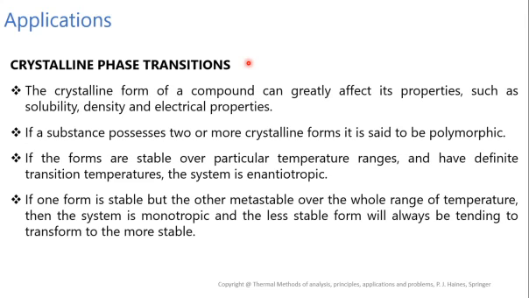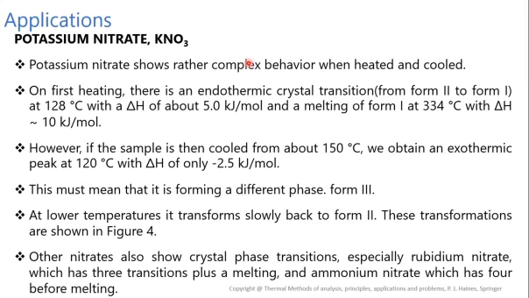If the forms are stable over particular temperature ranges and have a definite transition temperature, then the system is called enantiotropic. And if one form is stable but the other metastable over the whole range of temperature, then the system is monotropic, and the less stable form will always tend to transform towards the more stable form.